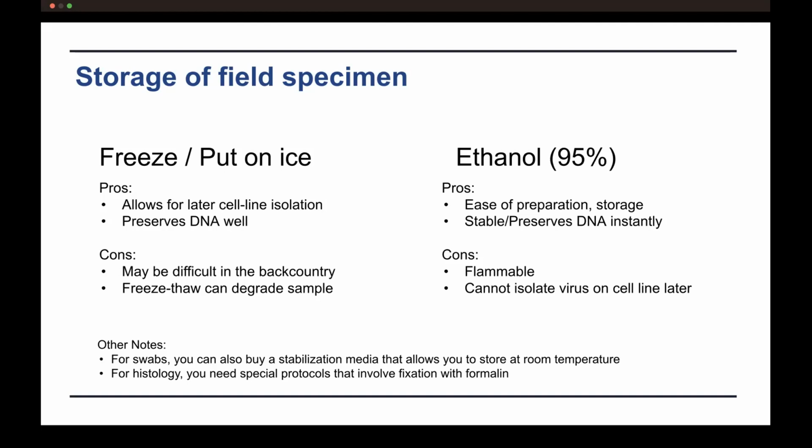And if you use ethanol, it preserves the DNA of the virus, but it kills the virus, so you can't isolate the virus on cell line later. Some other small notes at the bottom here: for swabs, you can also buy a stabilization media that allows you to store the swabs in this media in the field at room-ish temperature. If you're really in a hot environment, you might want to think about still putting it on ice.